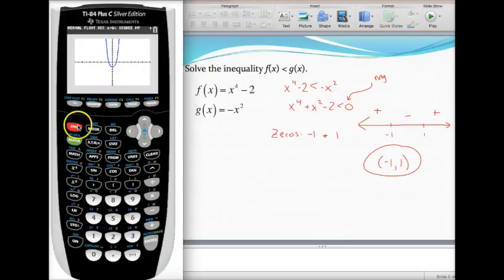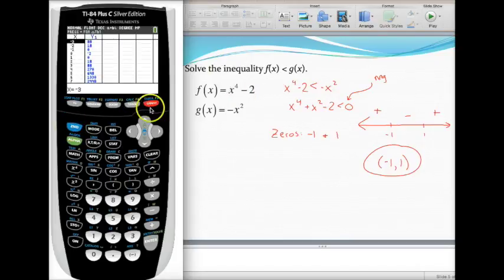We can also double check that by looking at the table. Again, pick an x value smaller than -1, same thing we've done in the previous videos. I can see that the sign of the y value is positive, so everything over there is positive. Pick a number between -1 and 1, like 0, and I can see my y value is negative. Then pick a number bigger than 1, and I can see that my y value is again positive.